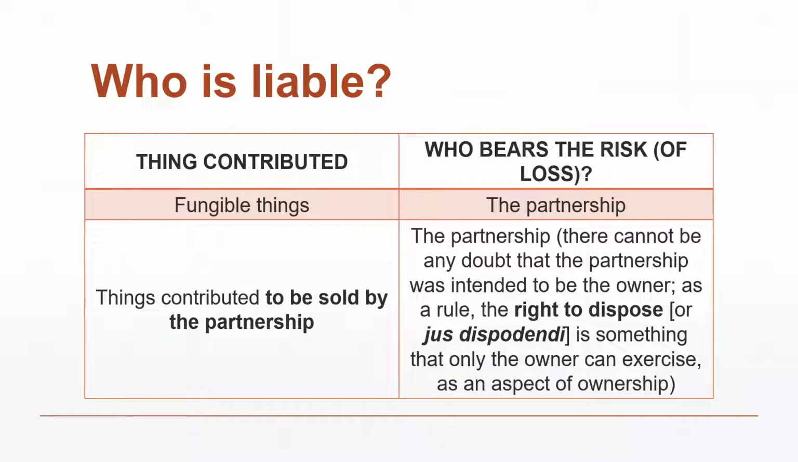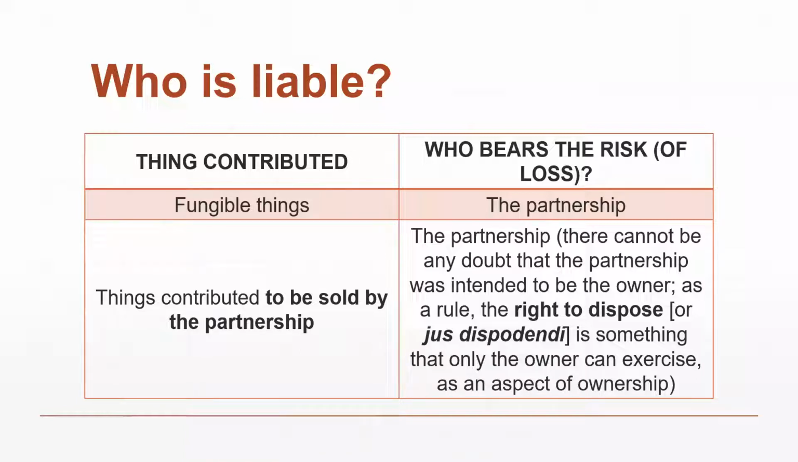Next, things contributed to be sold by the partnership. It is the partnership as well who bears the loss. We still apply res perit domino because there is no doubt that the partnership was intended to be the owner. Remember that jus dispodendi or the right to dispose is part of the bundle of rights that come with ownership. Hindi ka pwedeng magbenta ng hindi sayo. Unless of course there is a contract of agency. Pero dito, there is none.